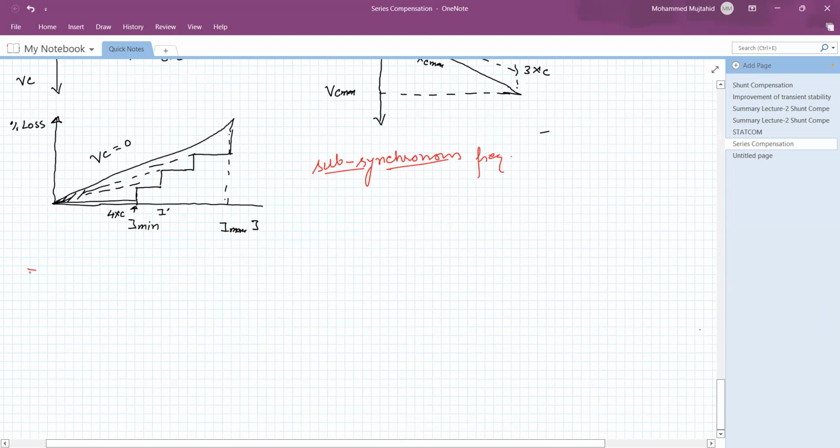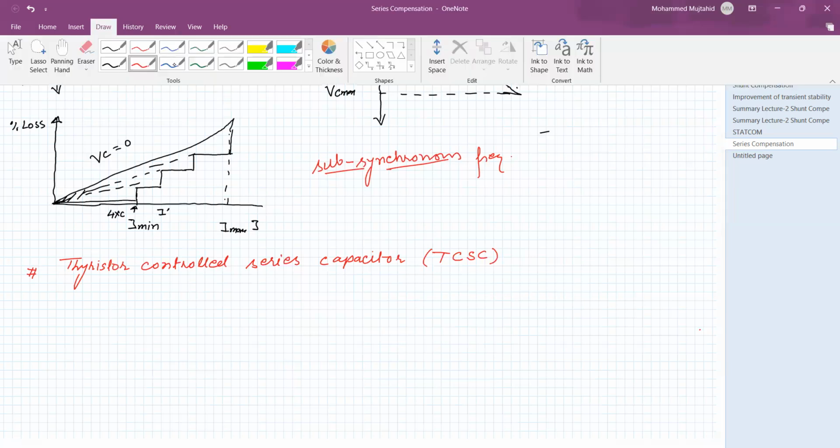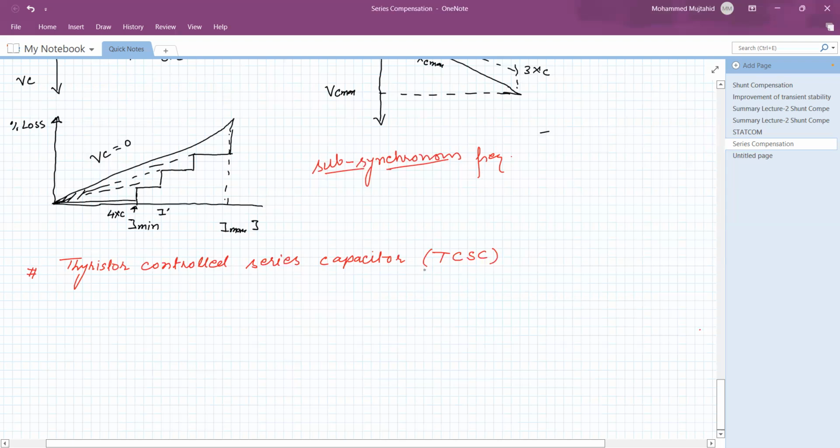Now today we will proceed with our topic, and today's topic is the thyristor controlled series capacitor. It may be called thyristor controlled series compensation, but we will give it the name thyristor controlled series capacitor. So the short name is TCSC.